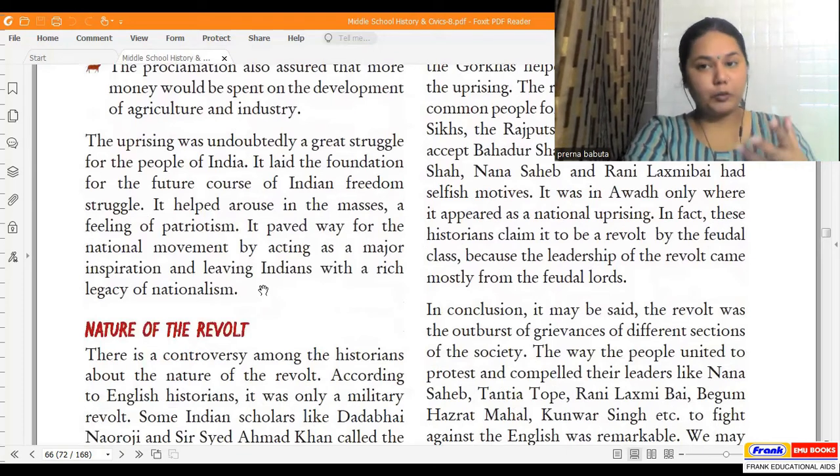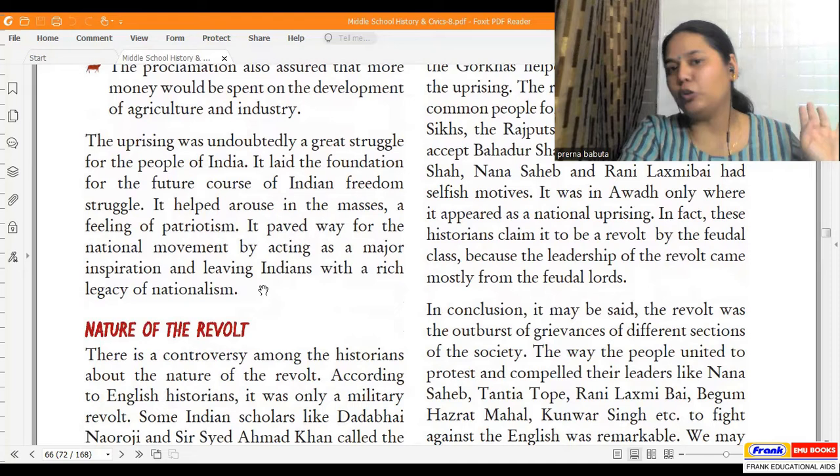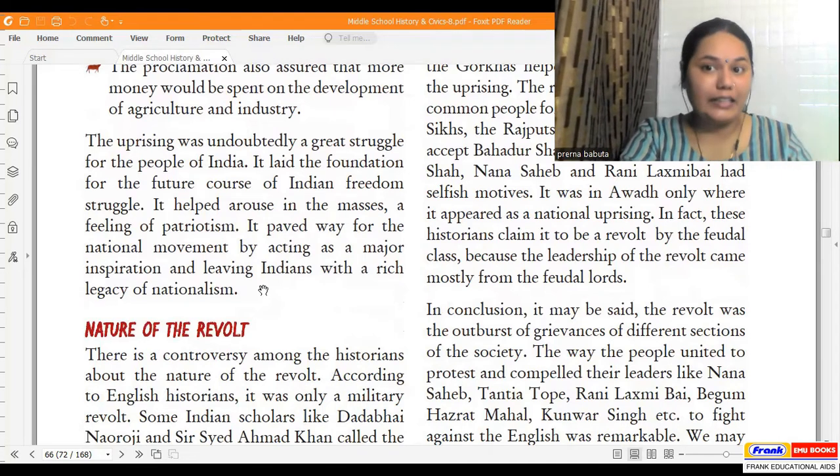So somewhere what the British were trying to do, they were only trying to appease the Indians. Appease means to provide a temporary solution to a problem. Okay, because we all probably know what happened next.